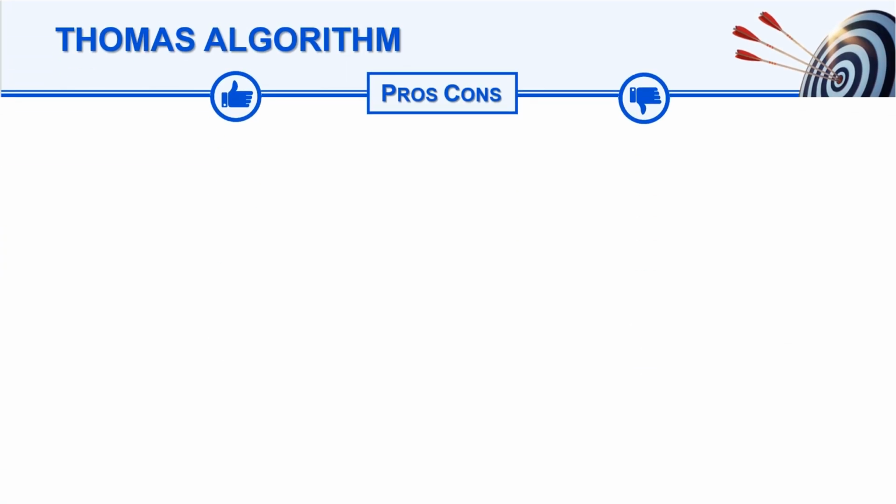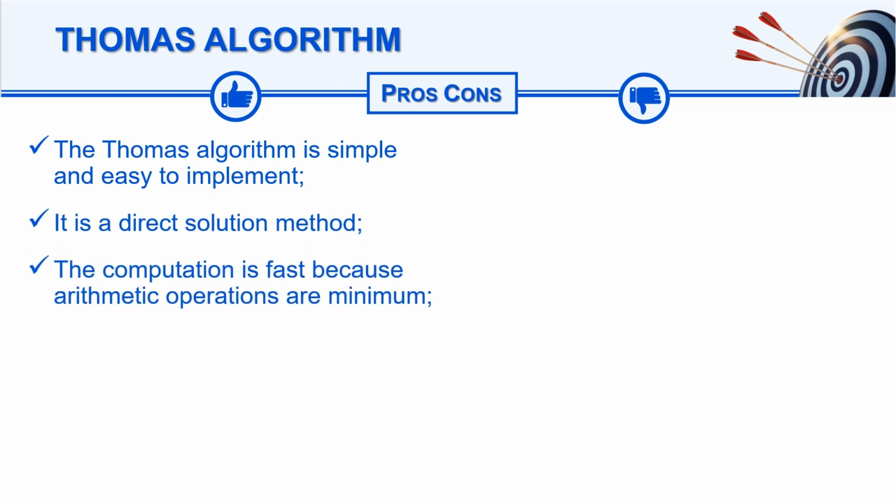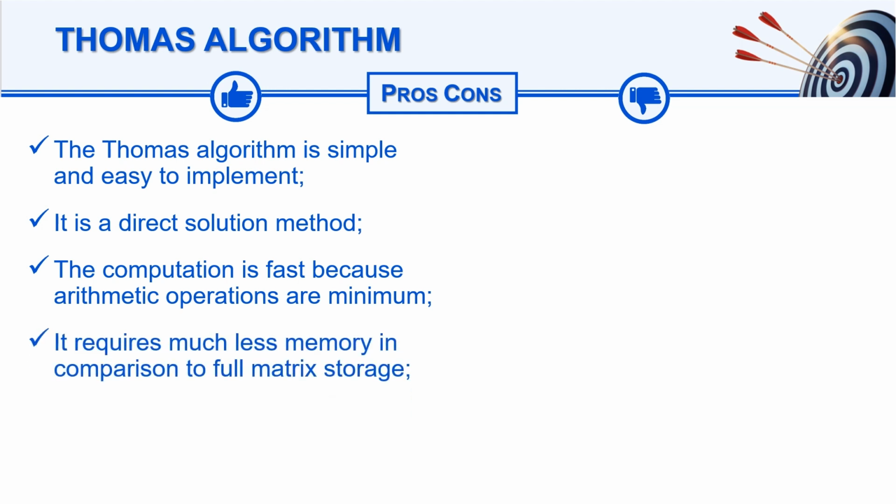The advantages of the Thomas algorithm are: it is simple and easy to implement. It is a direct solution method. The computation is fast because arithmetic operations are minimum. It requires much less memory in comparison to full matrix storage. It is stable for well-conditioned systems.